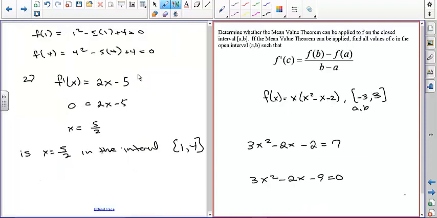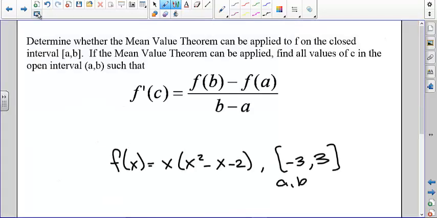Okay. The next one is an application of the mean value theorem. It says determine whether the mean value theorem can be applied to f on the closed interval A to B. If it can be applied, find all values of C in the open interval such that f prime of C equals f of B minus f of A over B minus A. So there's one less requirement for the mean value theorem. It has to be continuous. It has to be differentiable.